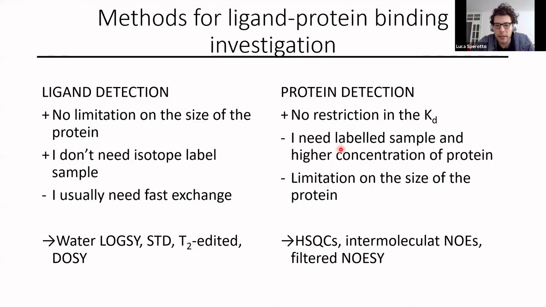On the other hand, with the protein detection, we can detect in more detail the interaction of our ligand, because we can detect the residues of our protein, so we have residue-level information. So it's more useful if you then want to study the interaction in detail. And I will describe quickly these few experiments.